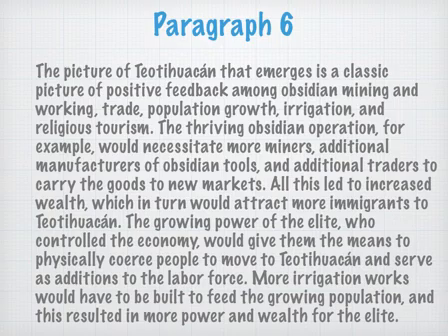The picture of Teotihuacan that emerges is a classic picture of positive feedback among obsidian mining, working, trade, population growth, irrigation, and religious tourism. The thriving obsidian operation, for example, would necessitate more miners, additional manufacturers of obsidian tools, and additional traders to carry the goods to new markets. All this led to increased wealth, which in turn would attract more immigrants to Teotihuacan. The growing power of the elite, who control the economy, would give them the means to physically coerce people to move to Teotihuacan and serve as additions to the labor force.